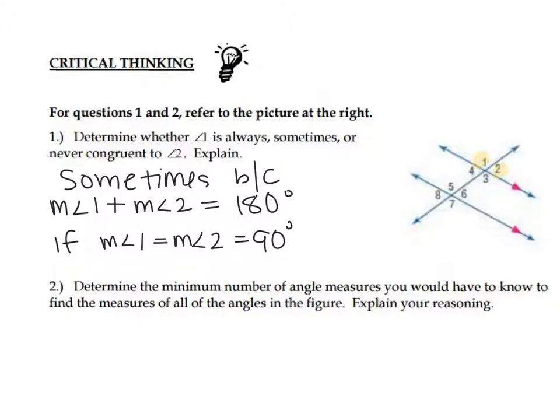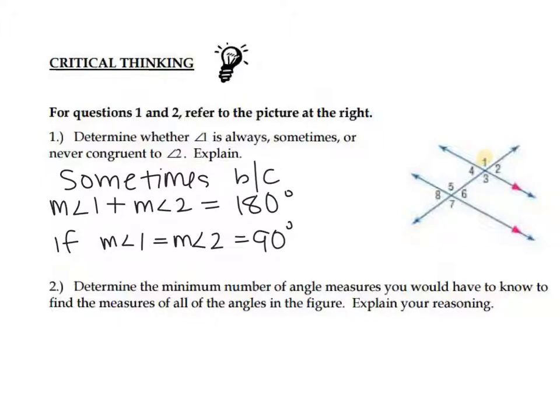Now, in the second question, we want to determine the minimum number of angle measures you would have to know to find the measures of all angles in the figure. Then we want to explain our reasoning. Let's identify some angles that are congruent to one another using the relationships we talked about to help us figure out how many of the angles we have to know. So let's start with angle 1.